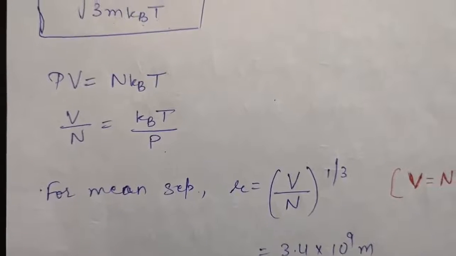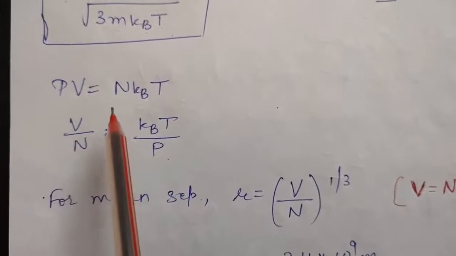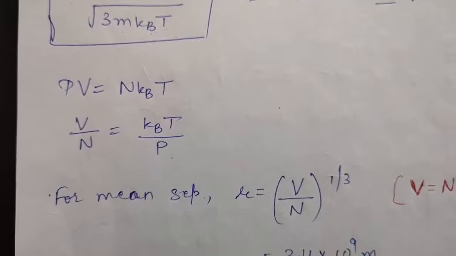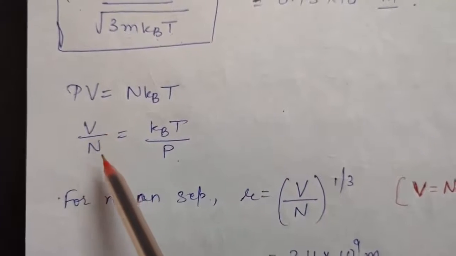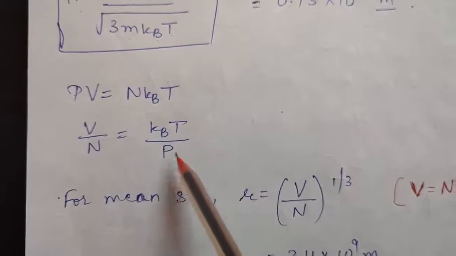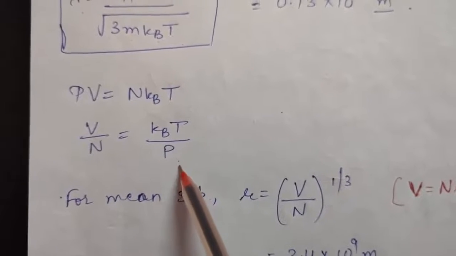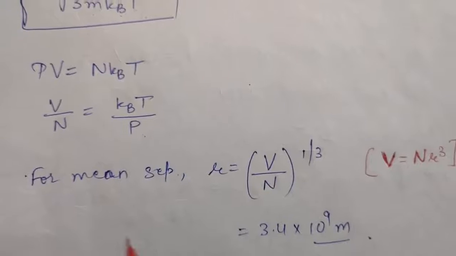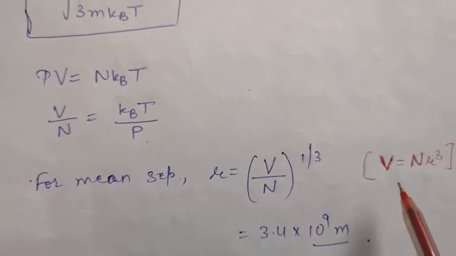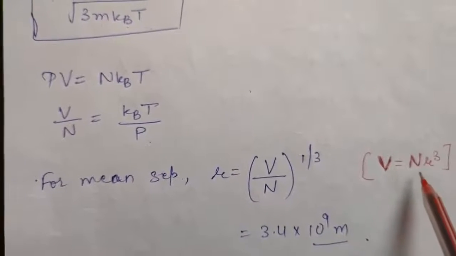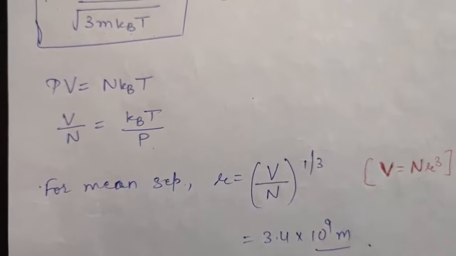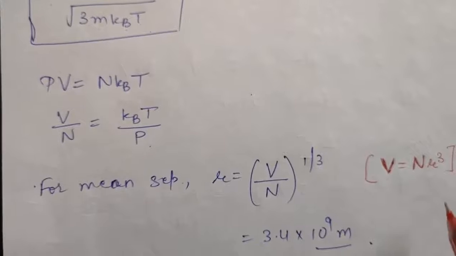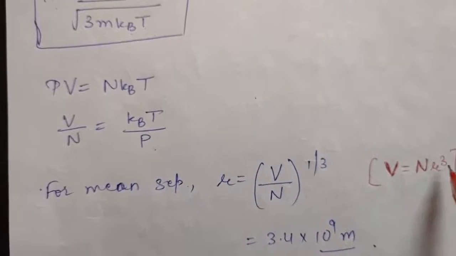To calculate the mean separation, as you know, PV is equal to N kB T. This you have studied in kinetic theory of gases in 11th class. So from here, if you calculate V by N, that will come to be kB T by P, right? Keep it as it is. Now the mean separation, we are taking that to be R. So the volume can be written as N R cube, obviously, because volume will be directly proportional to R cube for any atom, right? So volume can be written as N R cube.